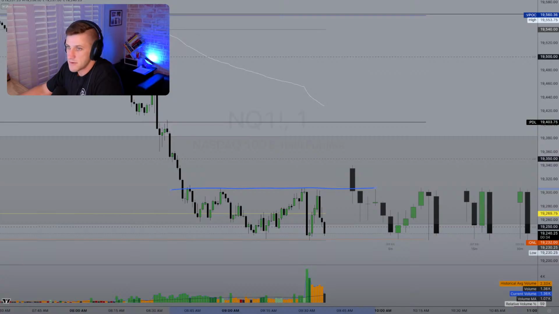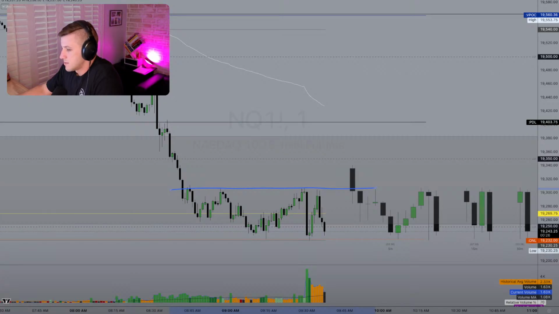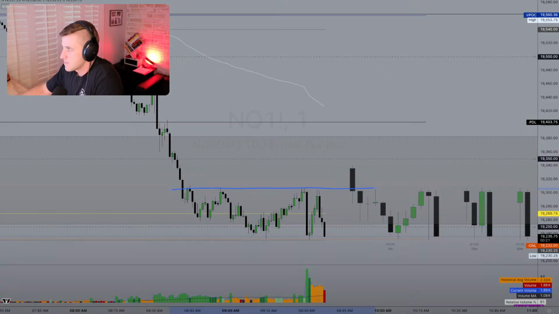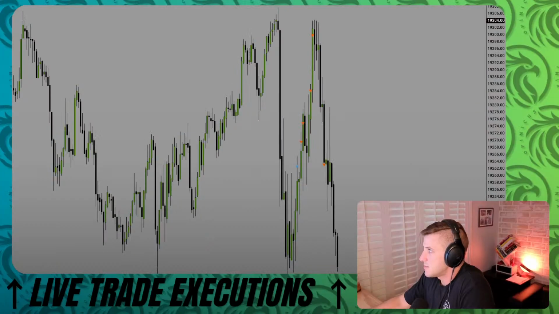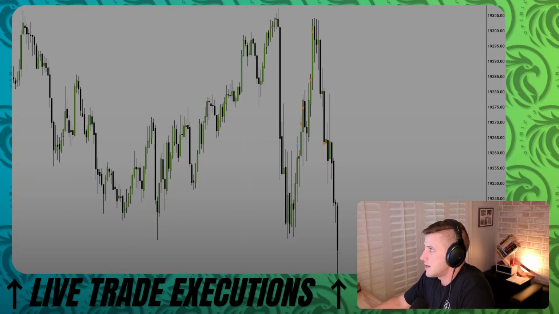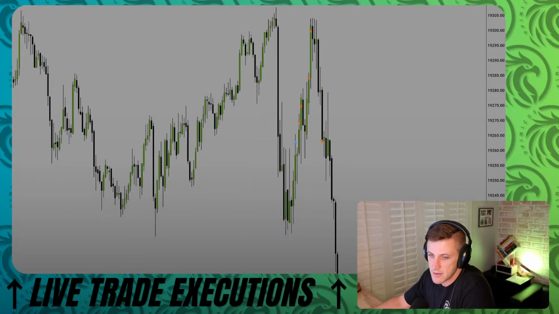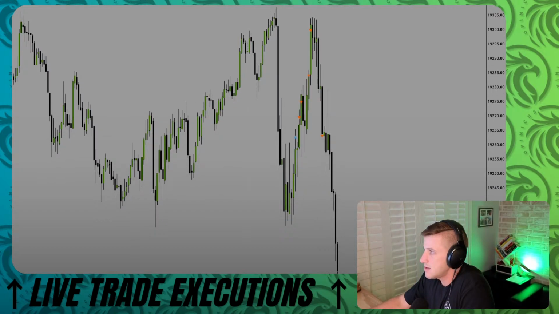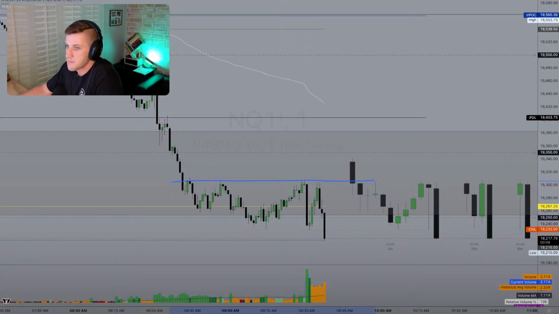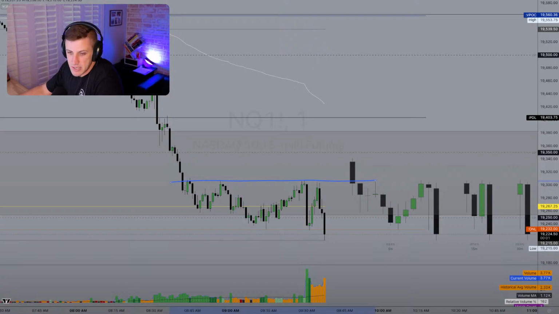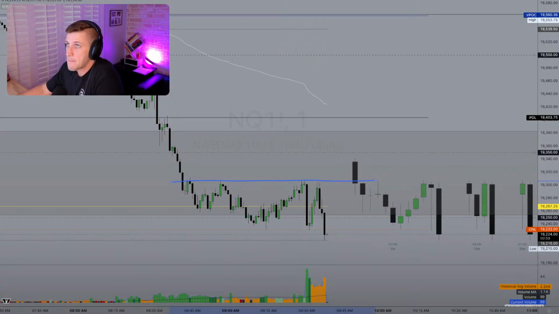NASDAQ right back into session lows here. Personally going to pass on any re-entries in this area. I would want to see that initial push, the one I was involved with, actually break the 300. We don't end up seeing that. NQ new low of day. Question is, does this actually materialize into a higher time frame breakdown?